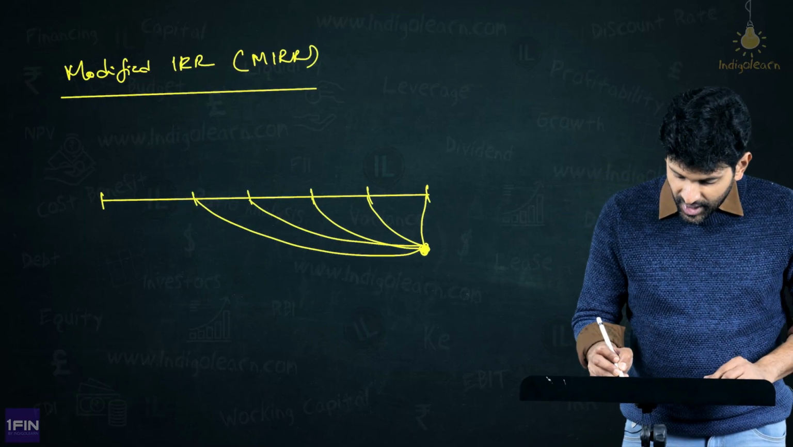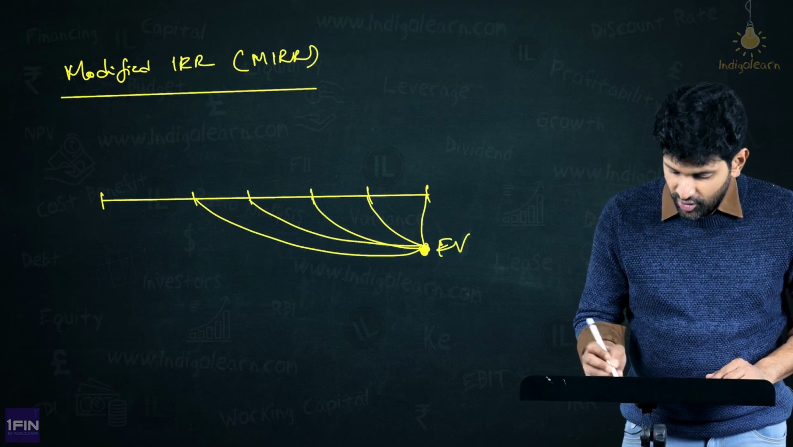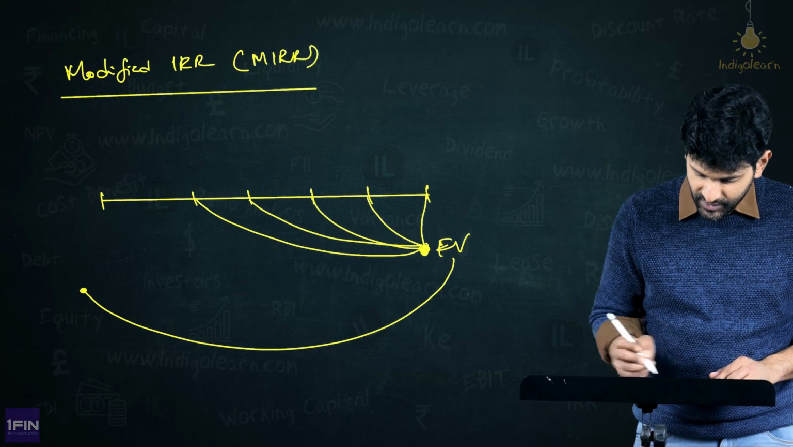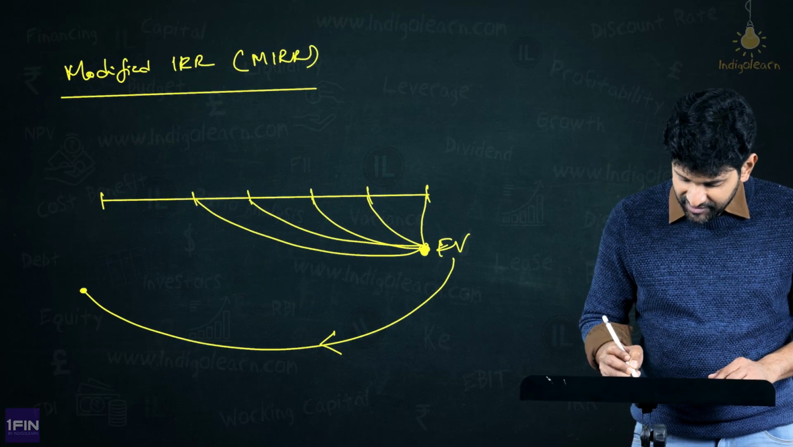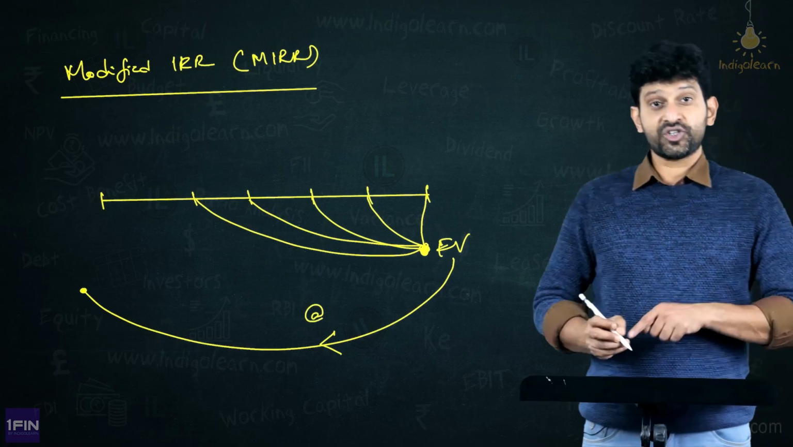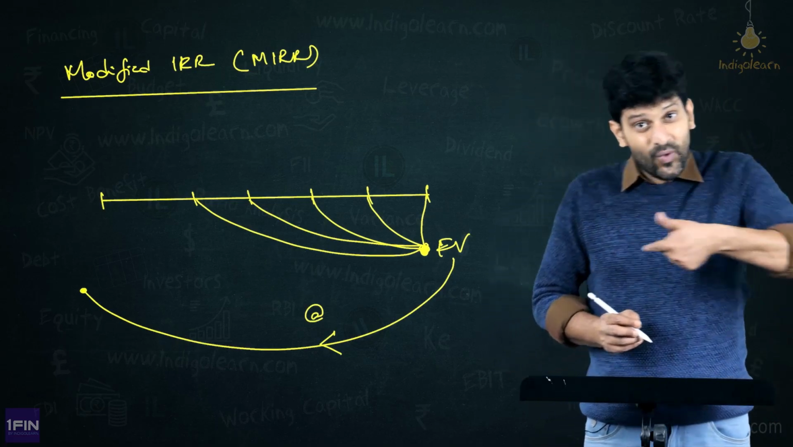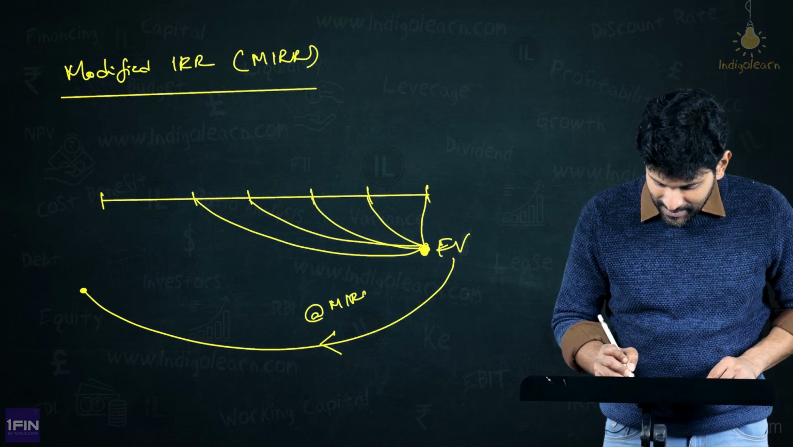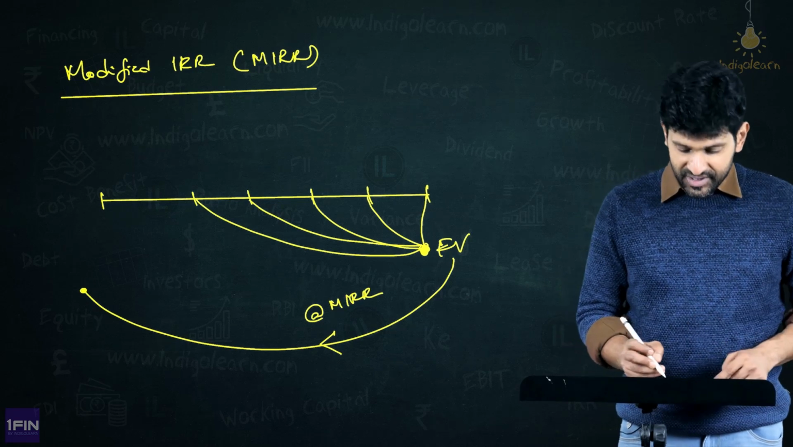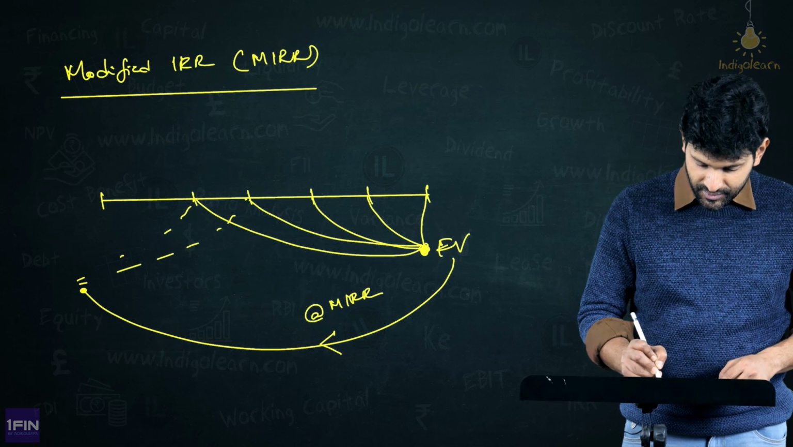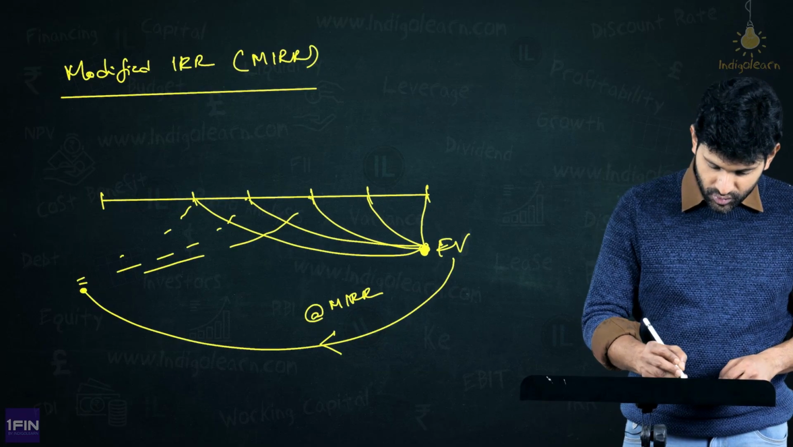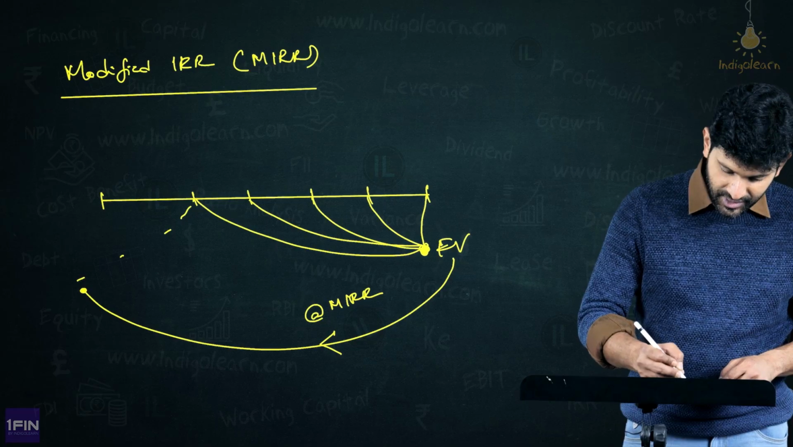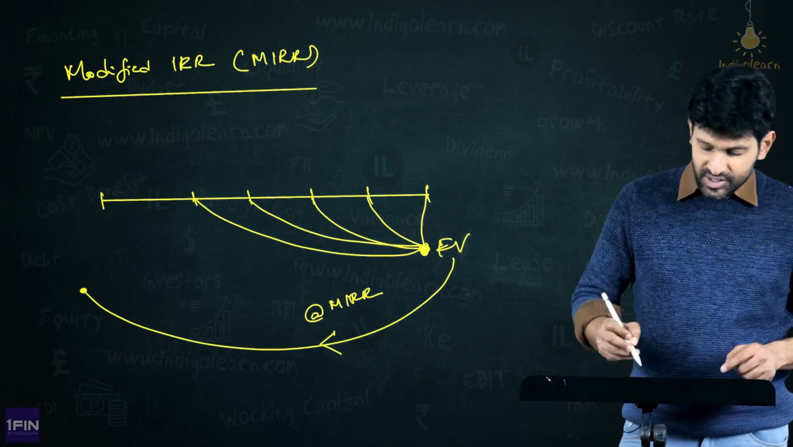Now, whatever is the future value of all these cash flows, you bring it to today, and the rate at which the future value is equated to the present value of cash outflows is called our MIRR. Earlier, we brought the cash flows from here to here. He said, no, ignore that, because there is this problem of reinvestment rate assumption. To avoid that, this concept has come into the picture.